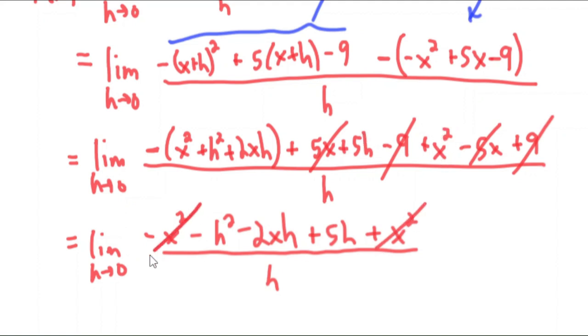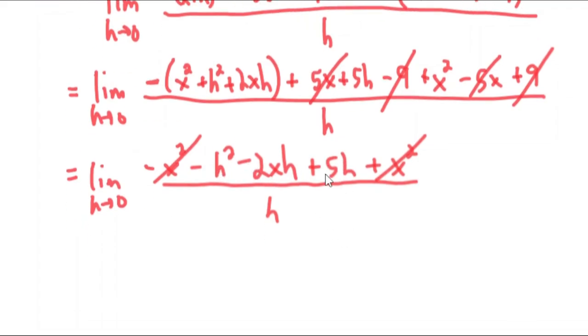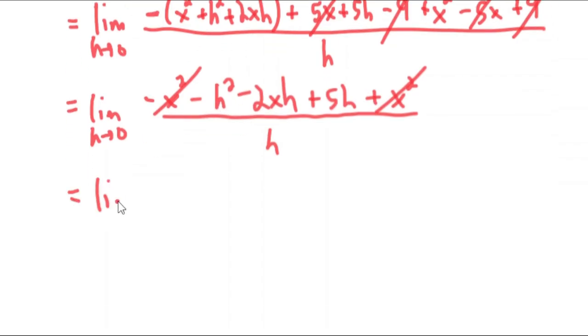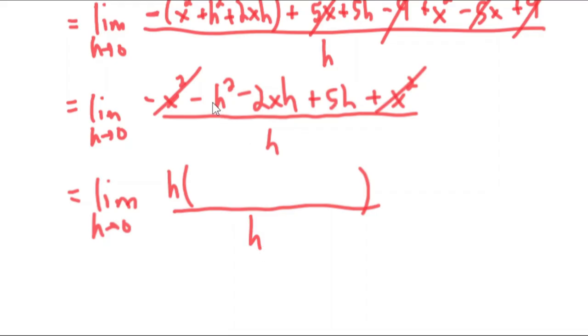Now notice the x squared and minus x squared are going to go away. So notice we have three terms left in the numerator. Each of these terms has an h in them. So let's go ahead and factor out the h. We have a limit as h approaches 0 of, well, let's factor out the h and see what we're left with here. We have negative h times h would give you negative h squared. We have a minus 2x times h is minus 2xh, and then plus 5. Okay, we factored out an h from each of these terms, and this is what we get.